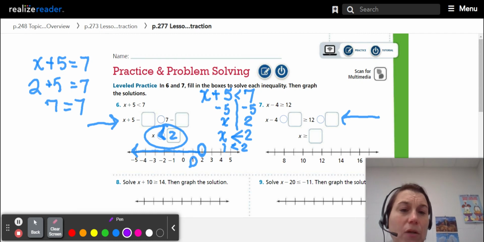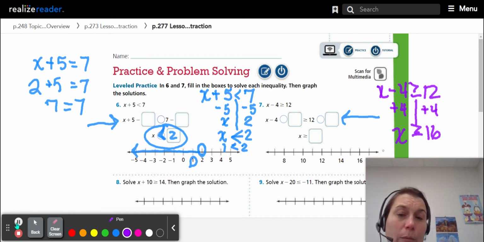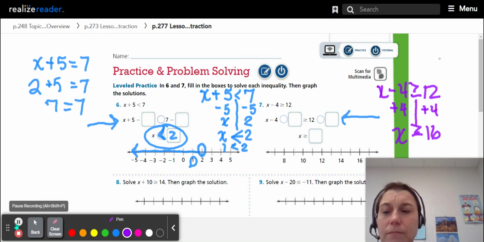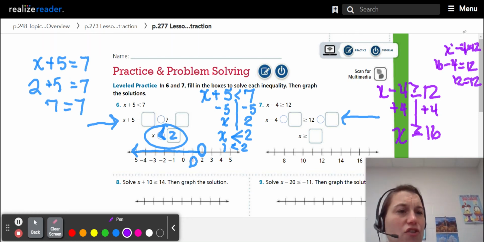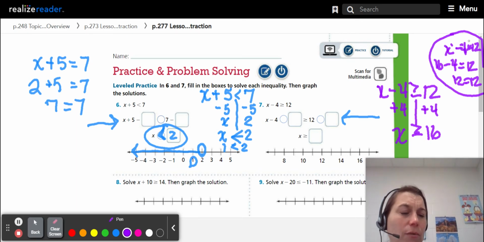So when I go to solve number 7, same idea. This time I added 4 to both sides because the opposite of subtract 4 is to add 4. So I treated it like an equation, and I solved it. So when I do the check and I do the RSS and I rewrite it, I'm going to rewrite it like an equation. And the reason why I do this check like an equation rather than an inequality is because I solved it like an equation. So that's how I got my solution. Here's what I think is true. I think that x is greater than or equal to 16.